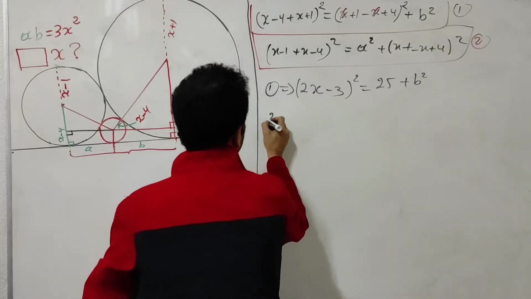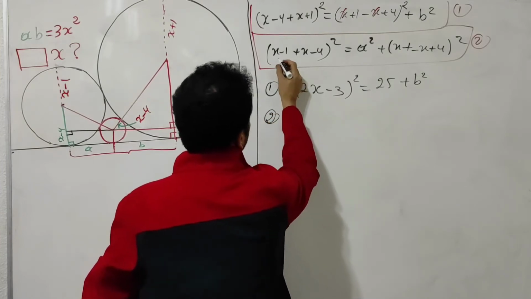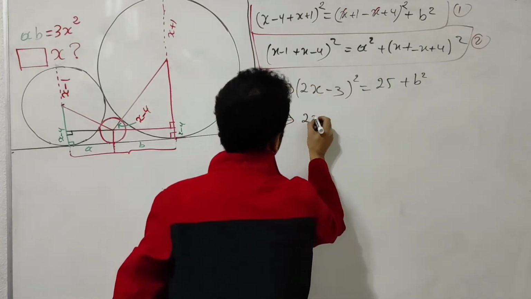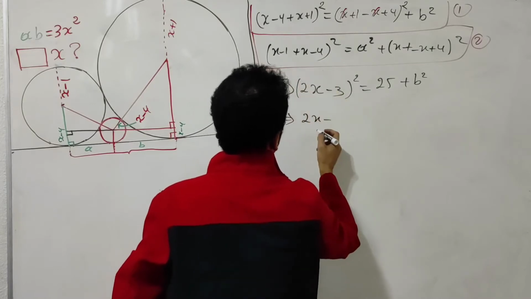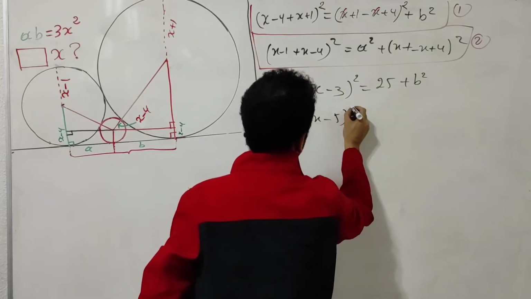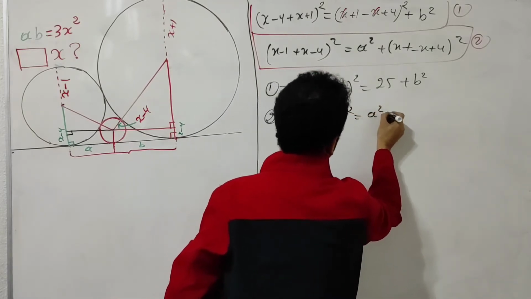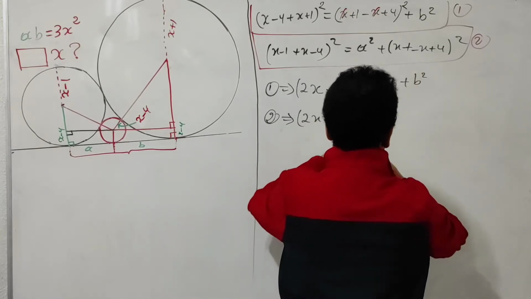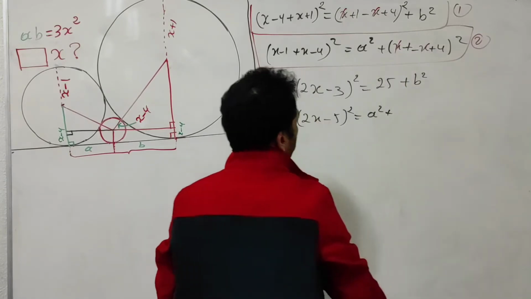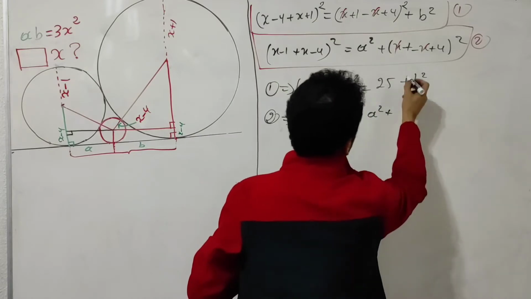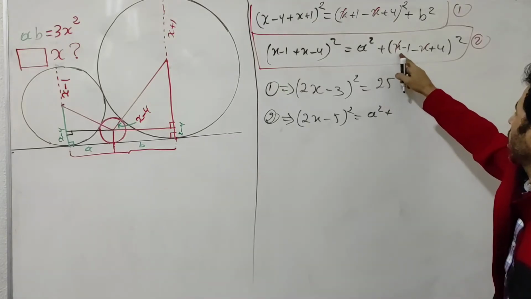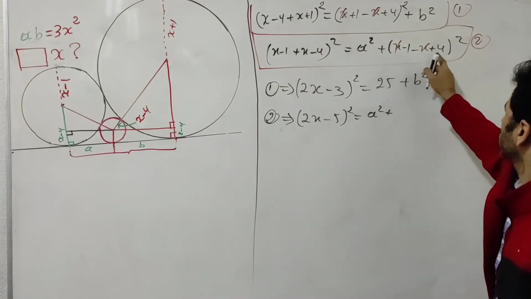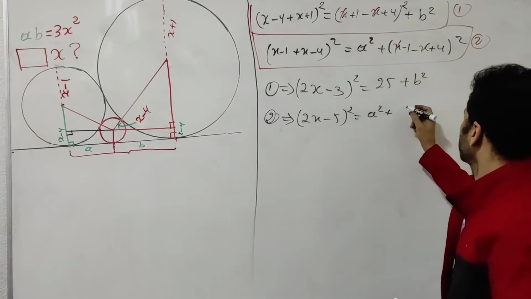For the second equation I have x plus x, which is 2x, minus 1 plus 4, which is minus 5, squared, equal to a squared. The x will be cancelled out because one is positive and the other is negative. I will get 4 minus 1, which is 3, squared, which is 9.